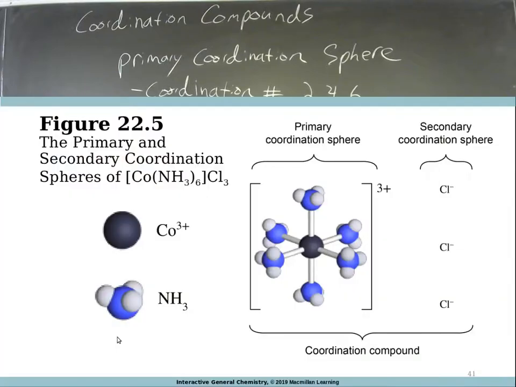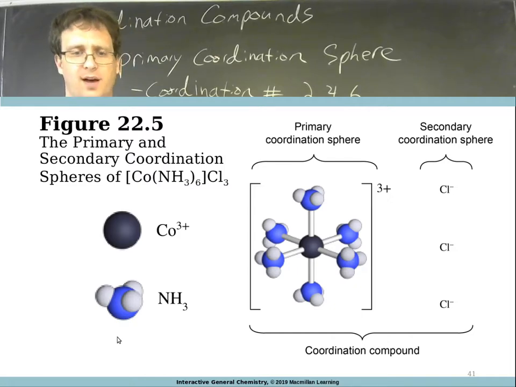So here's an example. The cobalt has 6 amine groups attached to it. And so the coordination number in this case would be 6, right? Each of the nitrogens on the ammonia molecules is going to have a lone pair, and that lone pair is going to be used to form a new covalent bond. And you can see that in the diagram. They compose the primary coordination sphere, those 6 NH3 molecules.